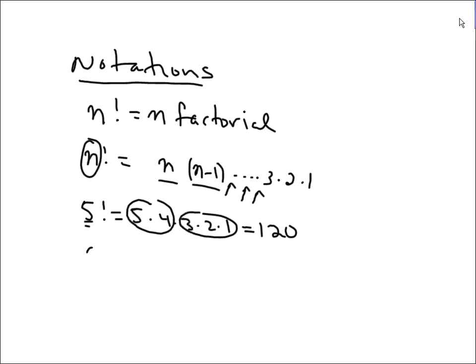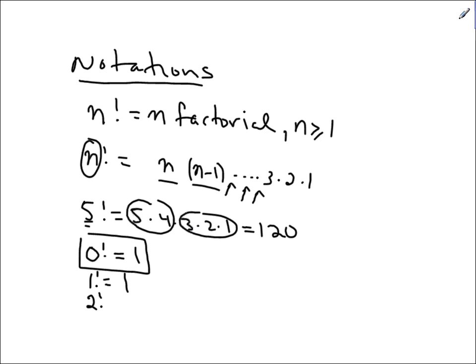By definition, 0 factorial is 1. This is where n is bigger than or equal to 0, at least 0. 0 factorial is defined to be 1. 1 factorial is 1. 2 factorial is 2 times 1, or 2. 3 factorial is 3 times 2 times 1, or 6.